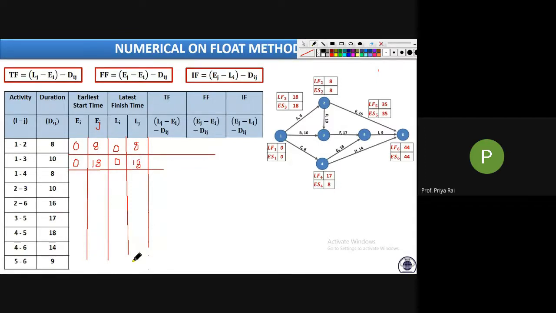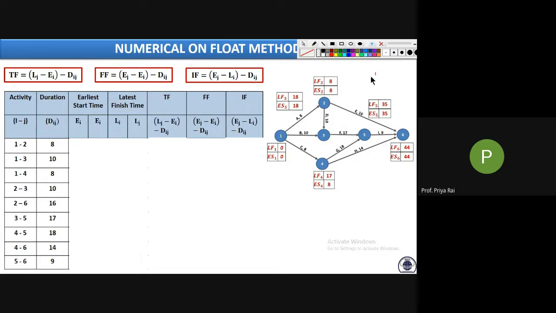Clear? Yes, ma'am. Okay, so now you can do it by yourself. Check whether those values are coming the same or not. Now fill up these columns, everyone. Do it yourself, then I will show you the values, and you will see whether they are matching or not. After that, you will submit that as classwork in the Google Classroom.